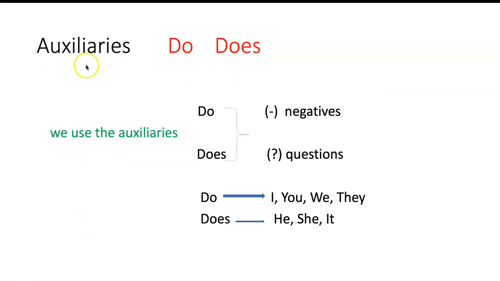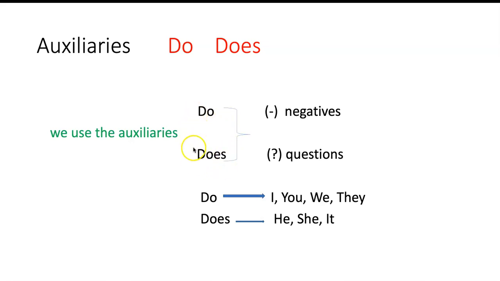we are going to continue with the auxiliaries do and does. Okay? So we use the auxiliaries do and does for negatives and questions. When you want to write negative sentences and questions, you have to use the auxiliaries do or does.